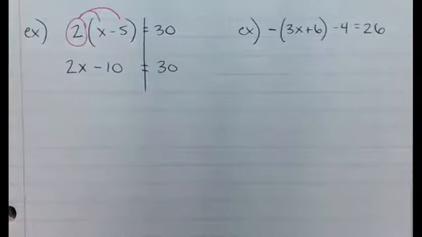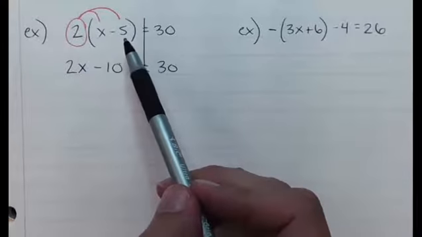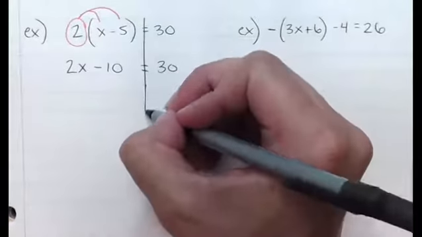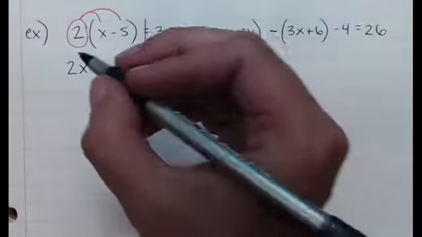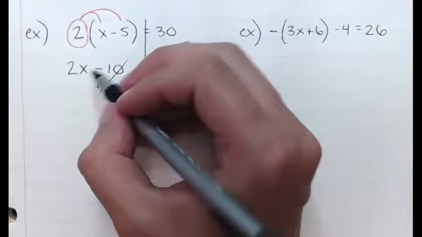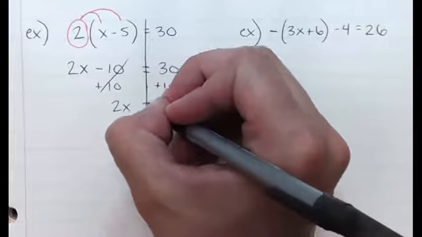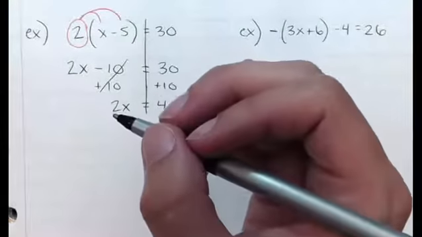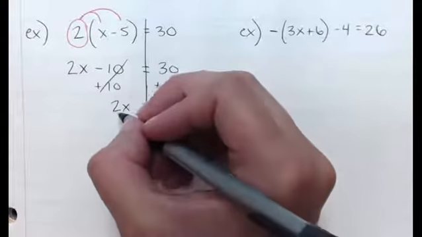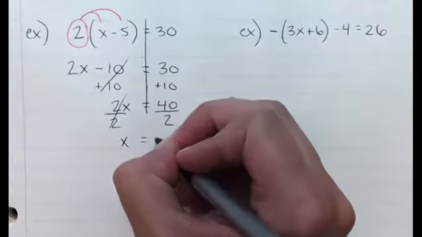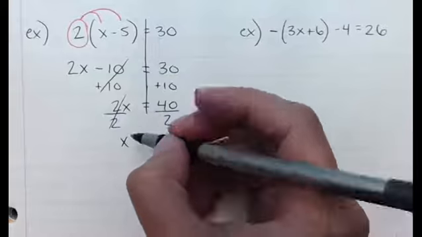So it's just one extra step because now that I took care of the distributive property, I now have a two-step equation. Okay, we want to get rid of the number not attached to the variable. So I'm going to add 10 to both sides. So the only thing I have left over is 2x is equal to 40. And then I'm going to divide by the coefficient. So I'm going to divide by 2. And my answer here is x is equal to 20.